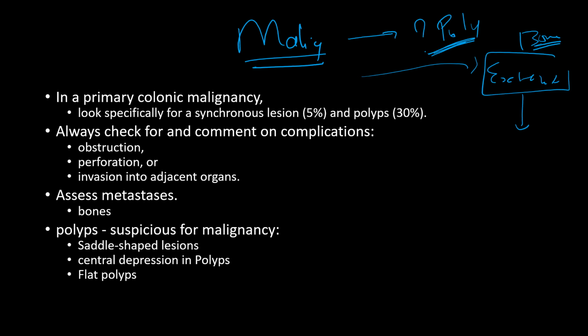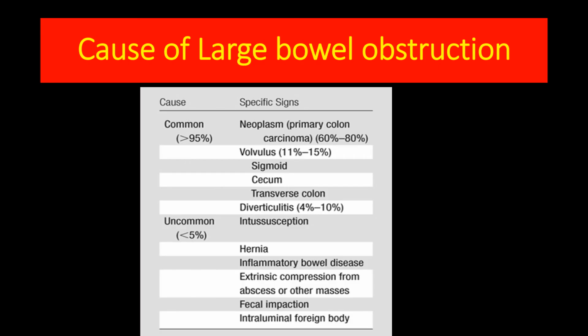is only a local lesion. Now again, as I told before, whenever there are polyps, we should see whether it's a saddle shaped polyp, whether there is a central depression, or whether it is a flat polyp. Now this all favors a suspicion of malignancy. So this gives us some other causes of the large bowel obstructions.